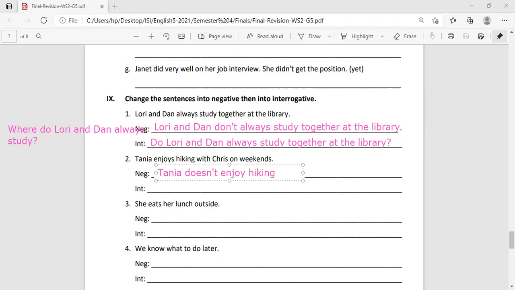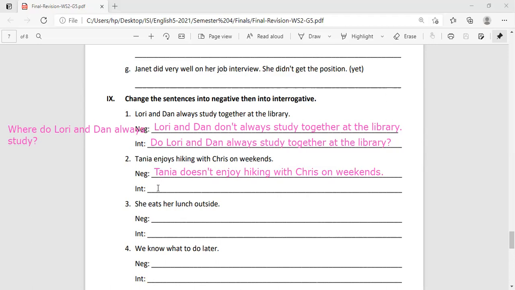Yeah, make it a question. Make it in the interrogative form. Guys, make it in the interrogative. Do Tanya enjoys hiking with Chris on weekends? Lana, listen to me. Tanya is singular. And here we use does not. So when I want to form the yes no question, I have to use does also. When I have a plural subject, I use do.